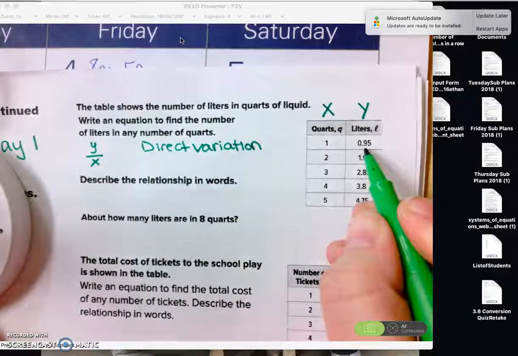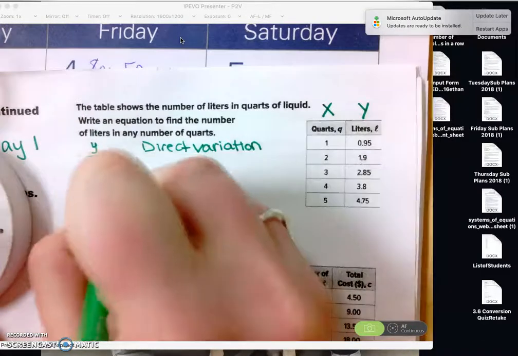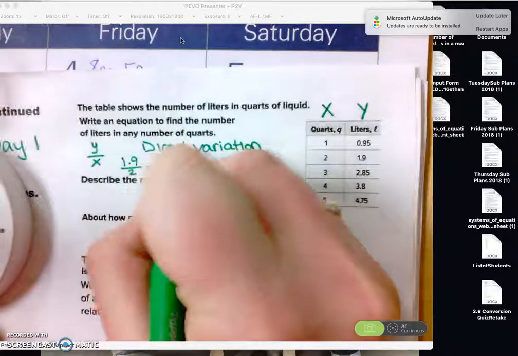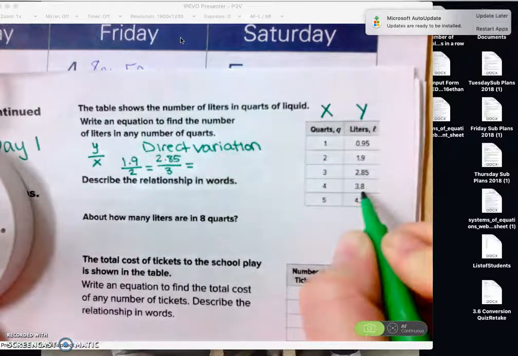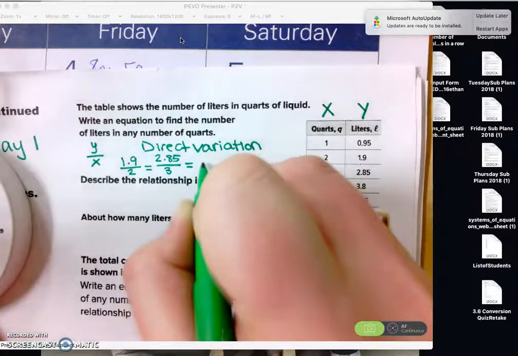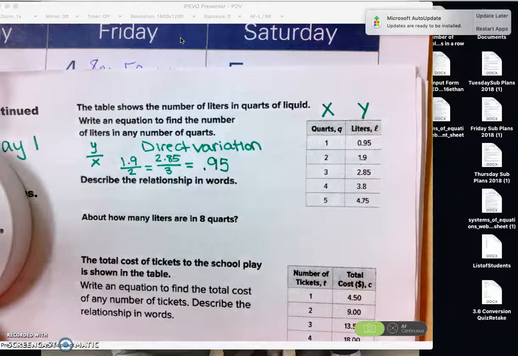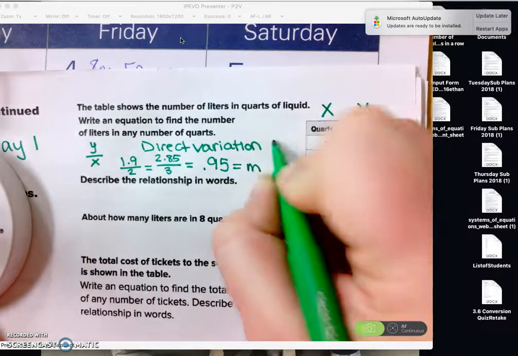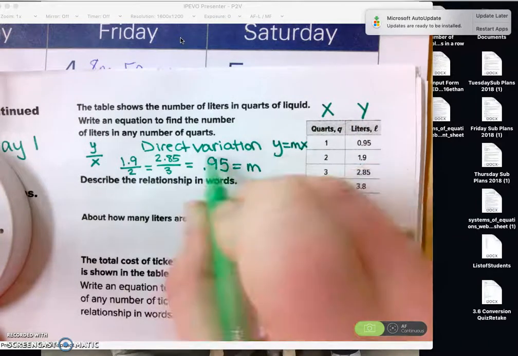So if I do 0.95 divided by 1, I get 0.95. If I do 1.9 divided by 2 and 2.85 divided by 3, if I went and did 3.8 divided by 4 and 4.75 divided by 5, I would get this point, or 95 hundredths. So this is going to equal my m, because y equals mx is my direct variation equation.